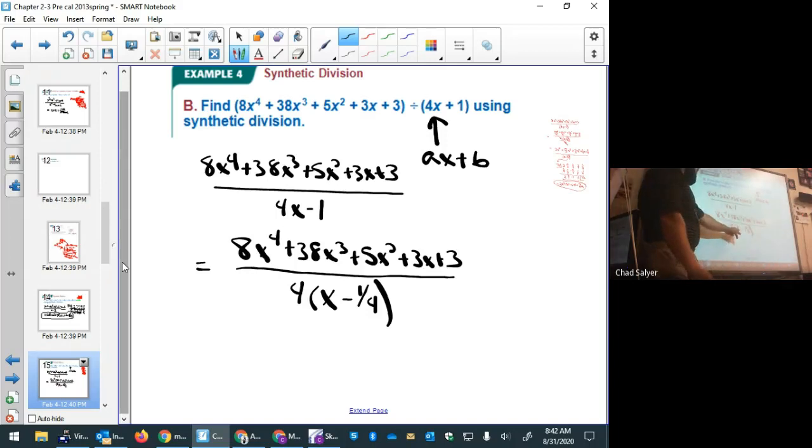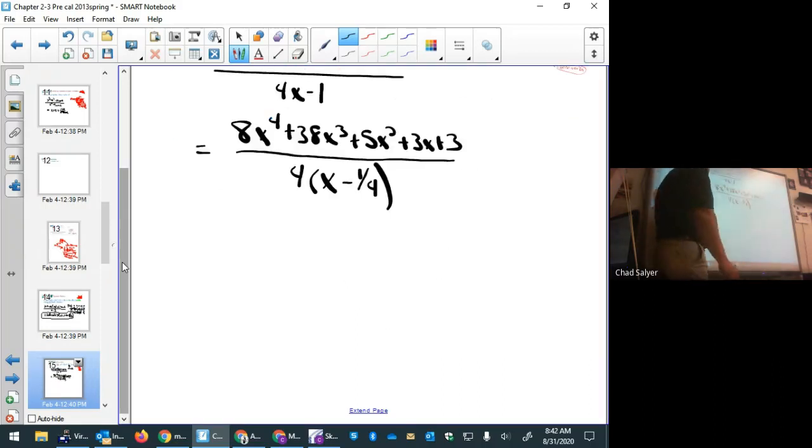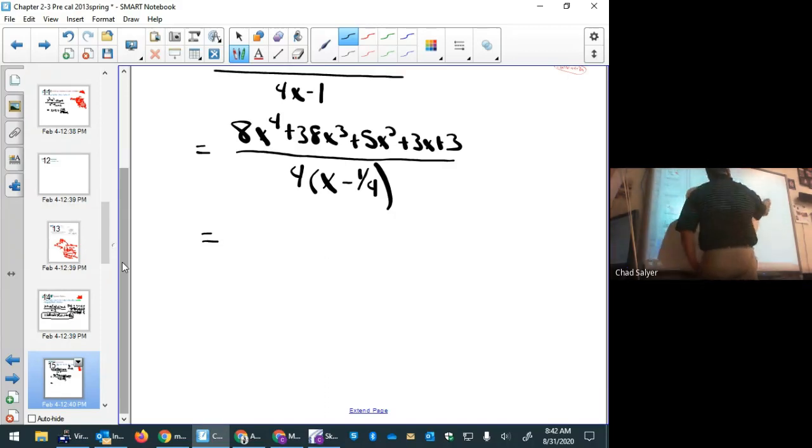See, if I distribute the 4, I'm back to here. So I factored that a value out. And now I can move that 4 up into the numerator by dividing each of these coefficients by 4.